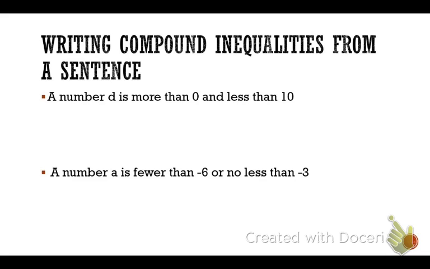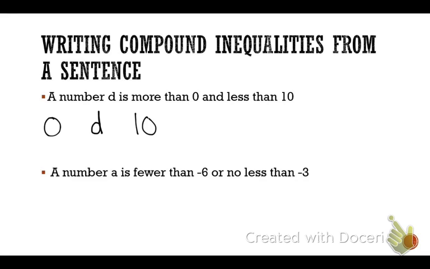Okay, so it says a number D is more than 0 and less than 10. Would this be an "and" statement or an "or" statement? Is more than 0 and less than 10. It's an "and" statement. Okay, so here's D in the middle. Which number is less, or a lower value, 0 or 10? 0. So 0 goes on the left and 10 goes on the right.